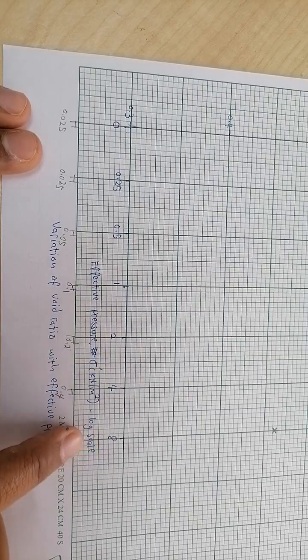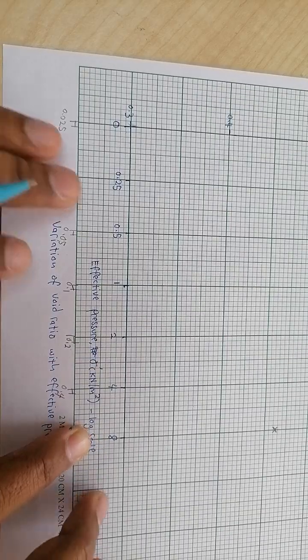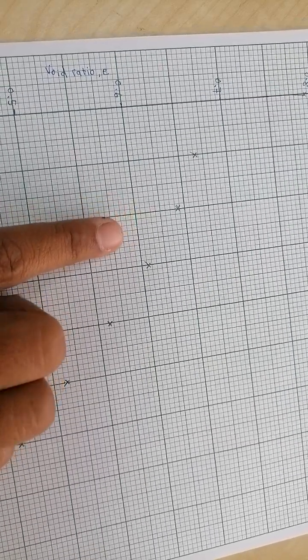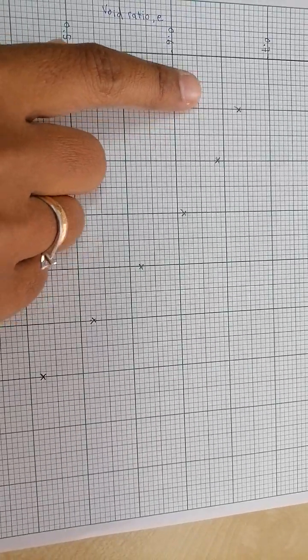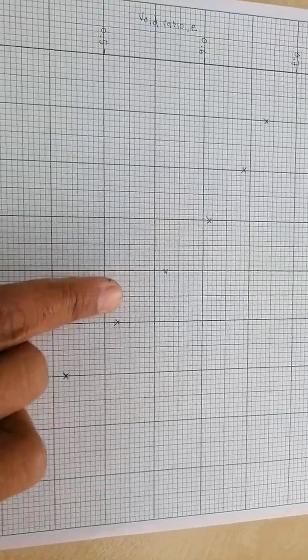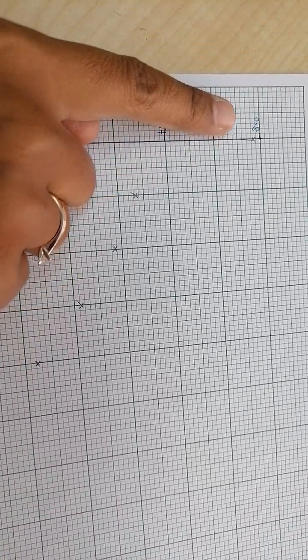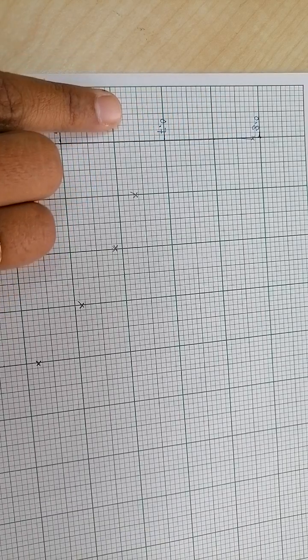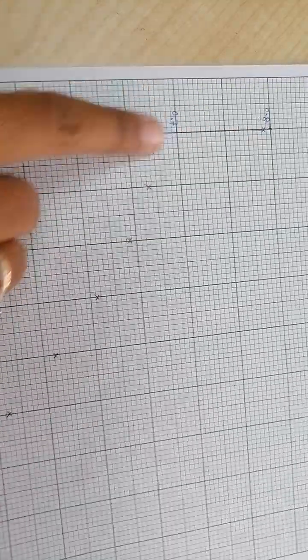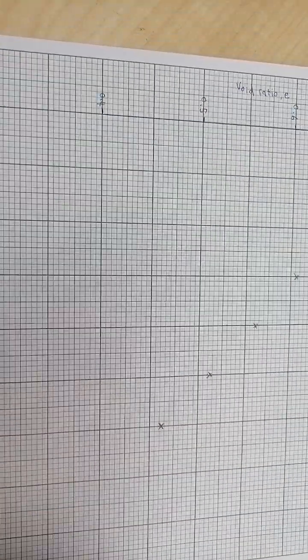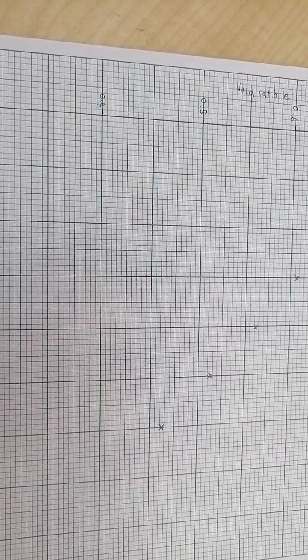Effective pressure is on a log scale. I have also plotted all the points, and we have 7 points here: 1, 2, 3, 4, 5, 6, 7. So we have 7 points for this graph.